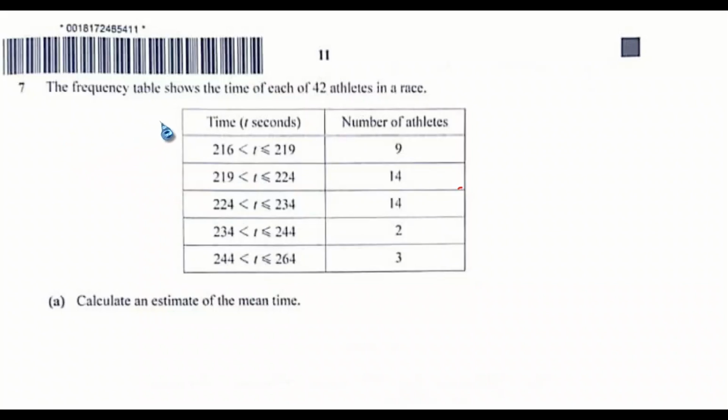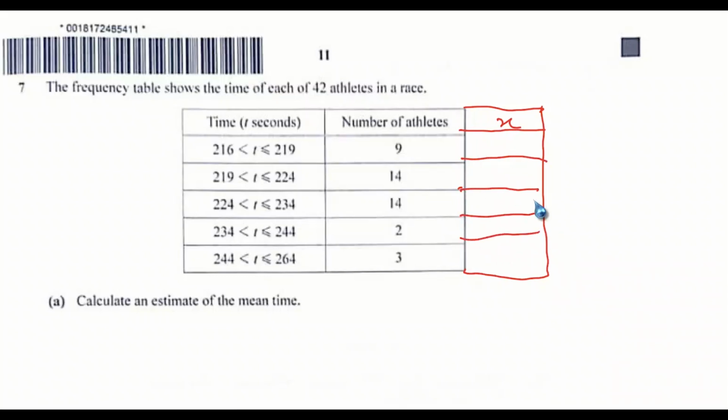Question 7. The frequency table shows the time of each of 42 athletes in a race. Calculate an estimate of the mean. So here we need to have 2 columns. The first one will be for the average of the time, that is the class intervals. So we'll call that x. Then we'll get the product of this and the number of athletes, so that is f. So we'll get the product of f and x, so that will be another column.